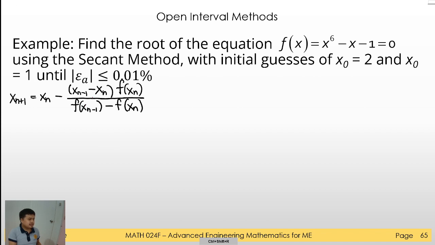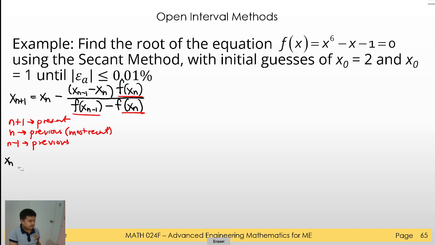So this is the iteration function that we will use, and we want to substitute the value of our functions in this formula. So the function here is this, but we want to substitute this x sub n and x sub n minus 1. So again, to take note of this so that we can remember, n plus 1 is the present value, and then n is the previous, or to be specific, the most recent previous. And then the other previous one is n minus 1. And then our iteration scheme will be simplified, no? So let's substitute the values here.